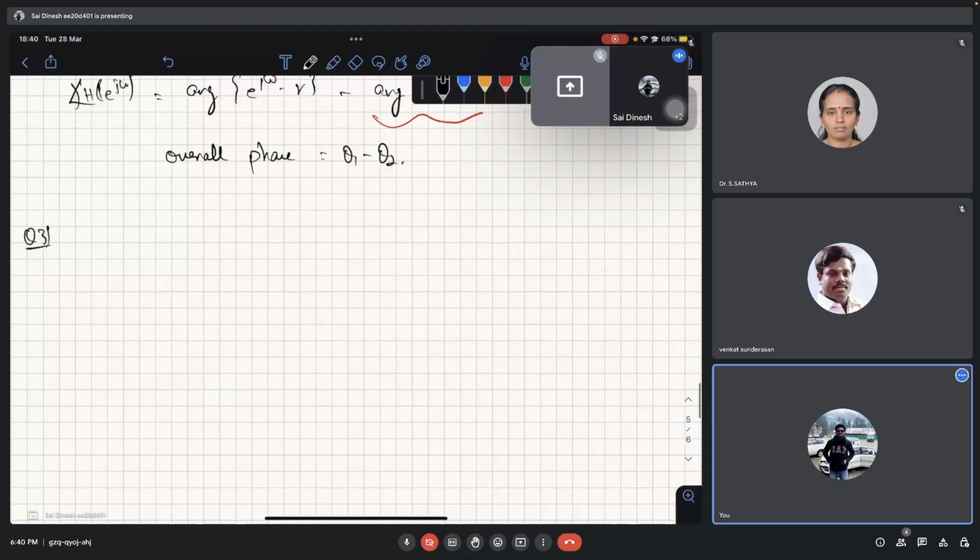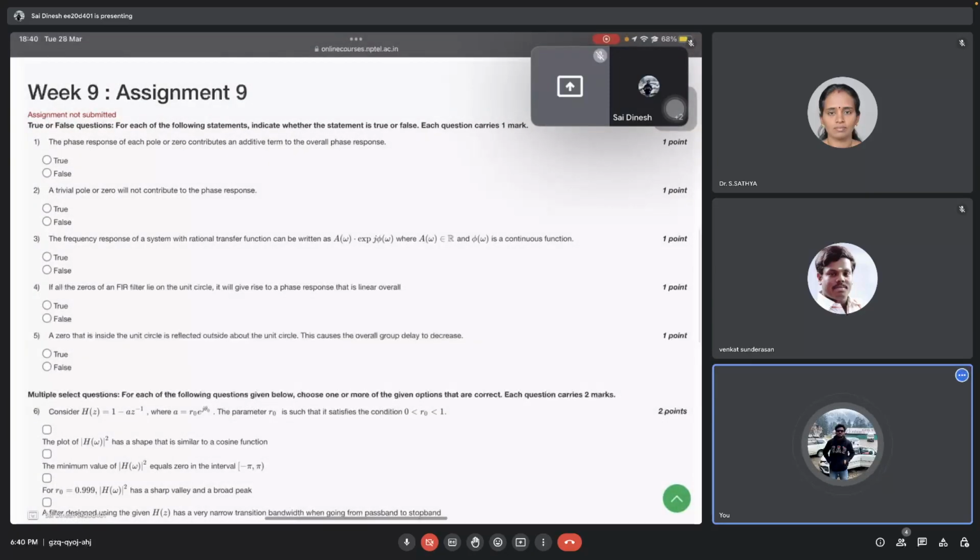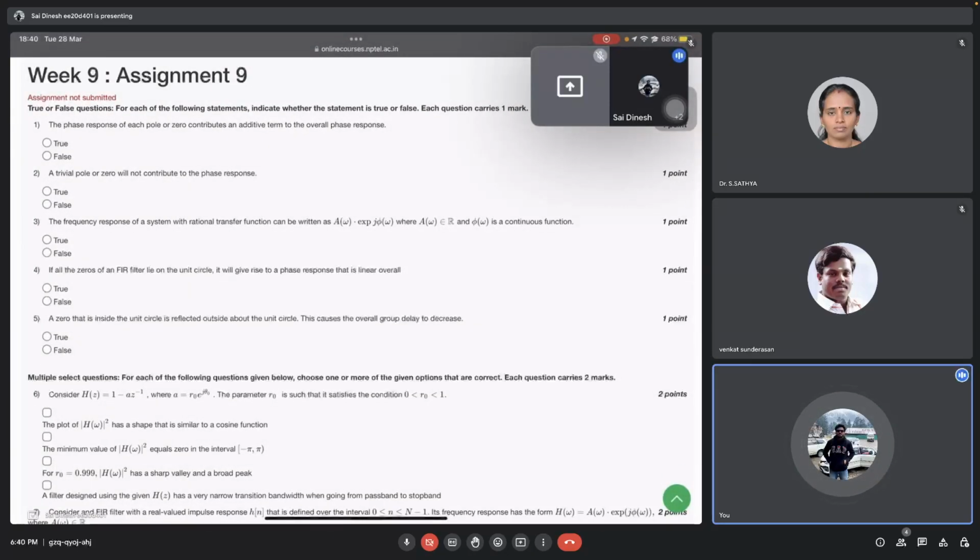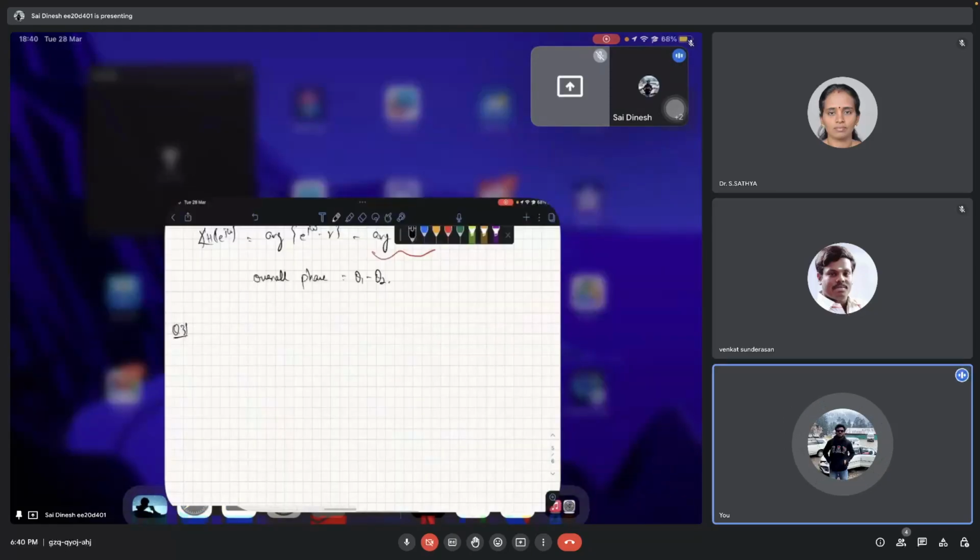Question 3, what is it? The frequency response of a system with rational transfer function can be written as A(omega) e^{j phi(omega)}, where A(omega) belongs to the reals and phi(omega) is a continuous function. We just talked about it previously, right?